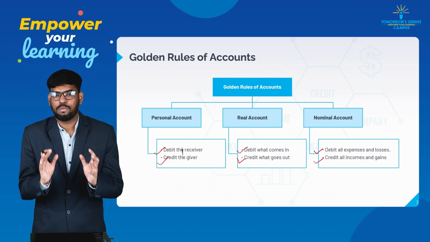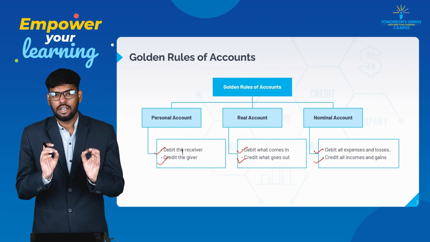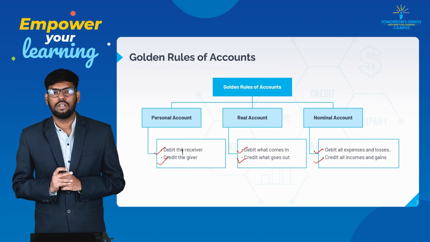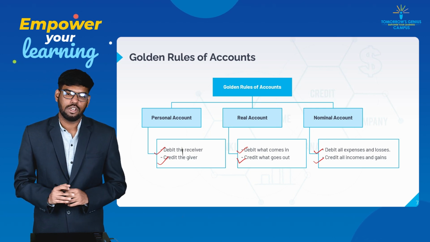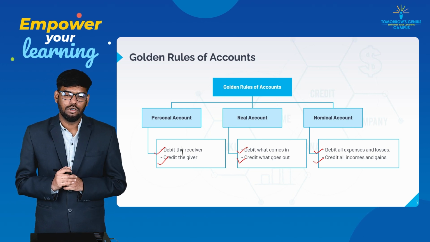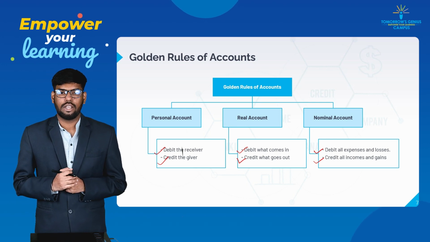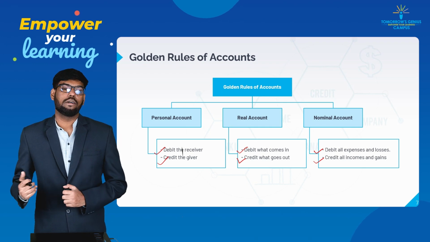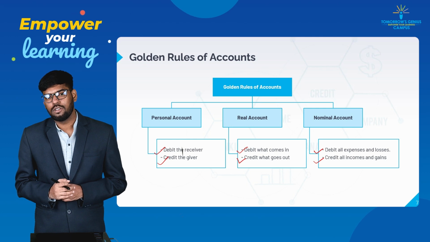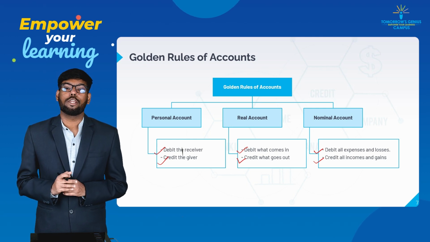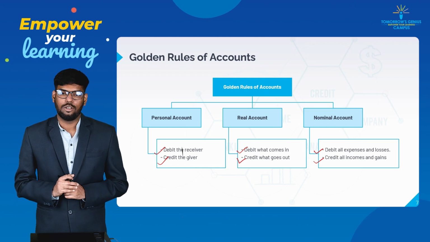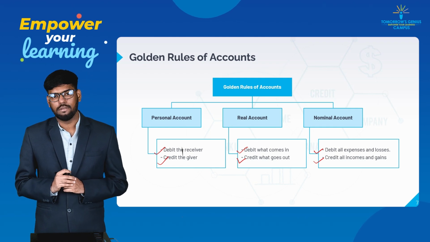Whatever expenses and losses are there related to your business, we have to debit. For example, you paid electricity bill. Electricity is your expense, so that electricity account we have to debit. So debit all expenses and losses, and credit all incomes and gains. Suppose you received interest from the bank. That interest is your income. So that interest you will credit because the nominal account rule says debit all expenses and losses and credit all incomes and gains.